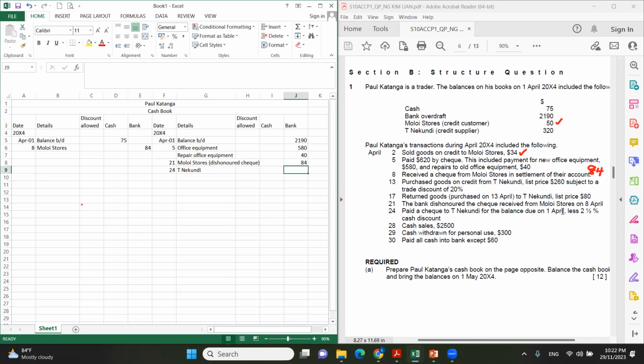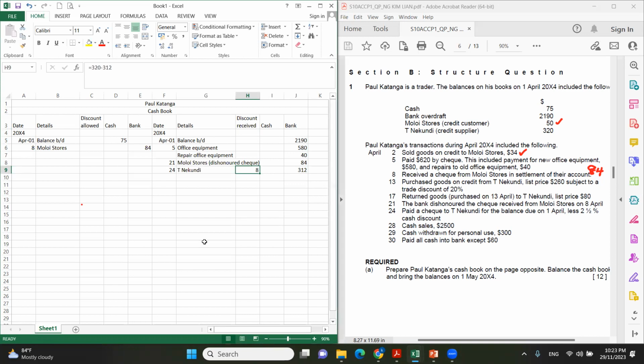taking this 320 times how many percent? 100 minus 2.5 actually is 97.5%. So this one, we get 312. This amount is the bank amount. Whereas another entry we should put is the discount. We take 320 minus 312. So we get $8 discount. This is a discount received. Discount received. Okay.